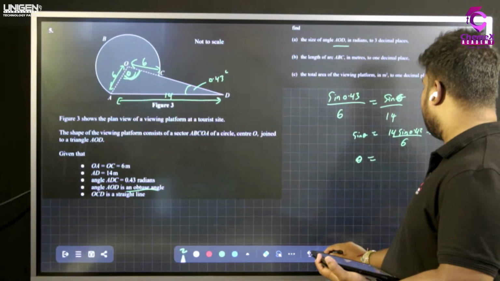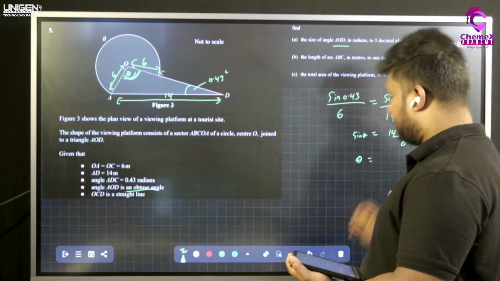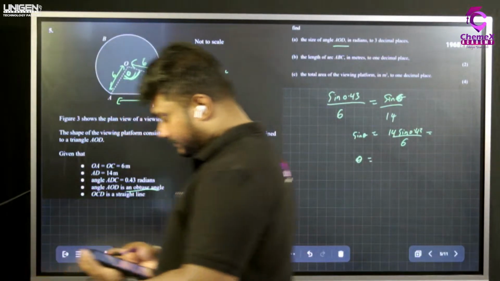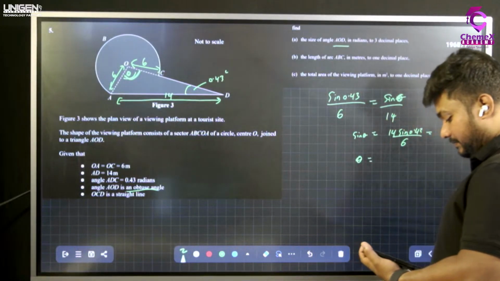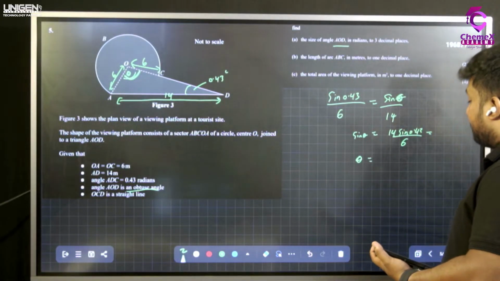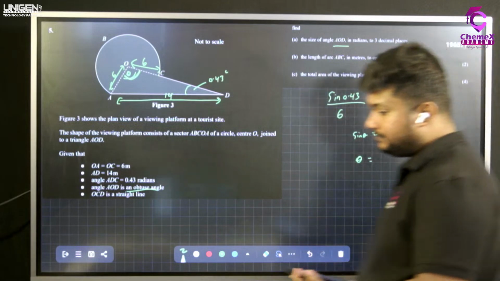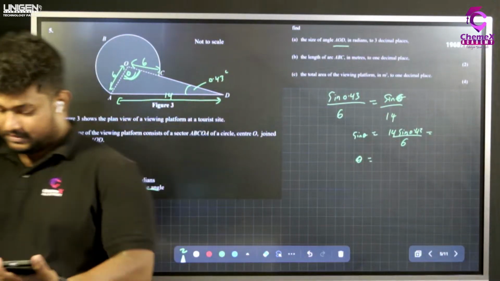It will definitely come as less than 90. What's the answer? Make sure you are in radian mode. What's the answer you got for theta? 76 something.